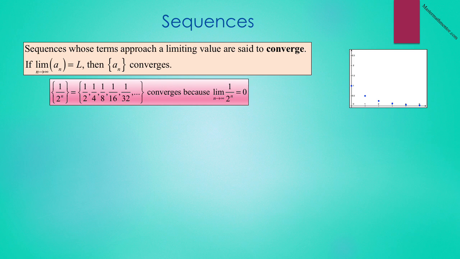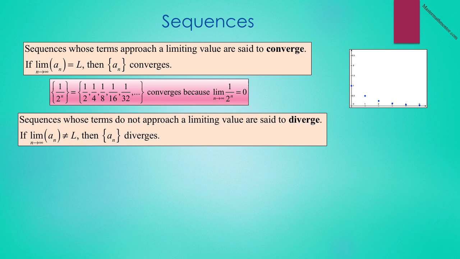As an example, the sequence 1 over 2 to the n, which is 1/2, 1/4, 1/8, 1/16, 1/32, dot, dot, dot, will converge because the limit as n approaches infinity of 1 over 2 to the n is equal to 0. And if we look at the graph of the points, 1, 1/2, 2, 1/4, 3, 1/8, etc., we can see that this is getting smaller and smaller and approaching 0.